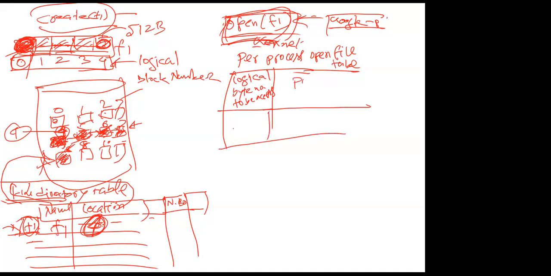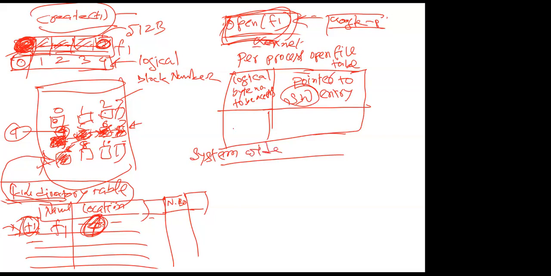Another column is the pointer to the system wide entry, SW refers to system wide entry. Where is the system wide entry? The system wide entry is nothing but another table. Another table is maintained inside this RAM, and this is called the system wide open file table.